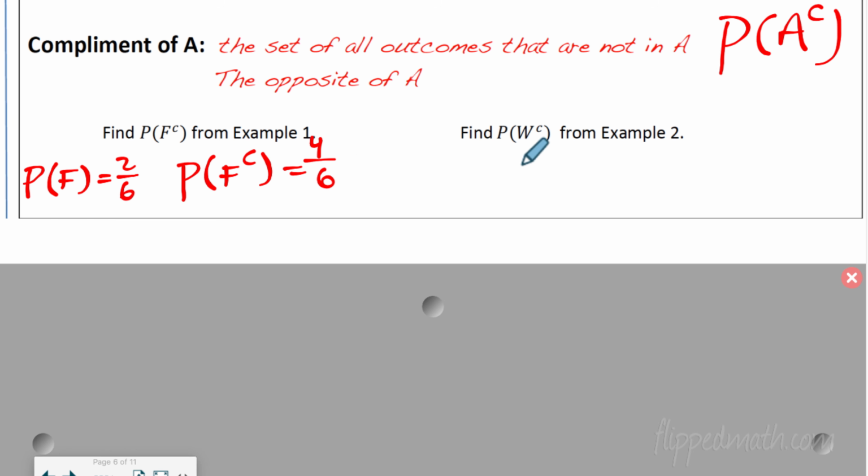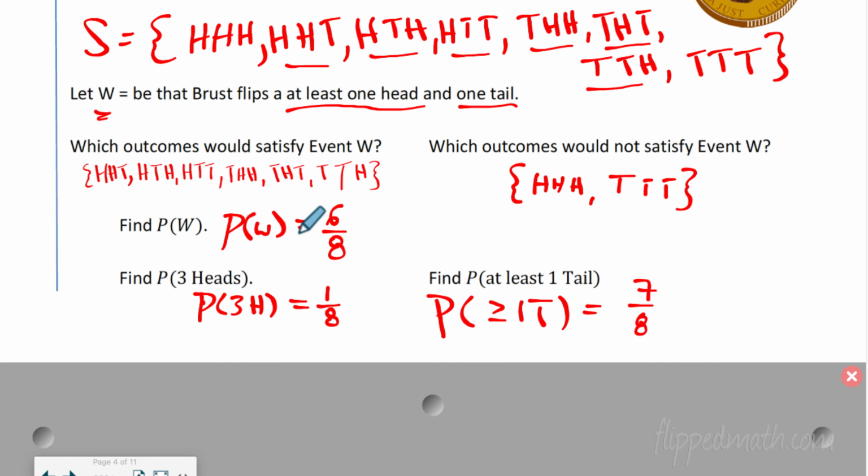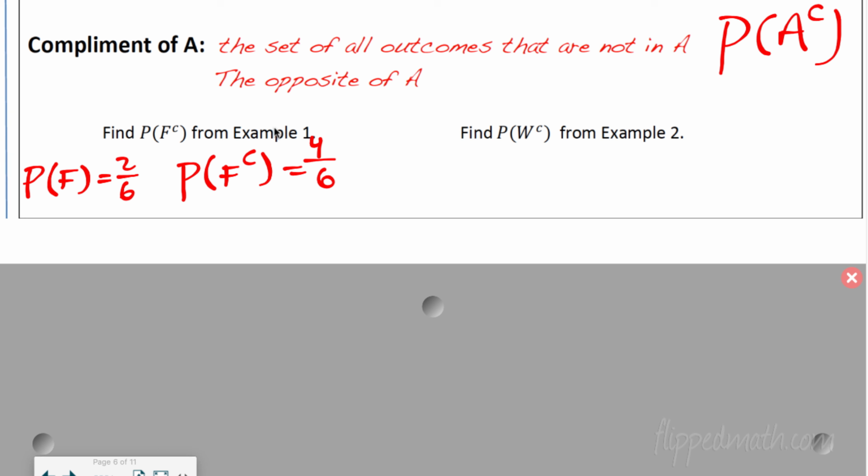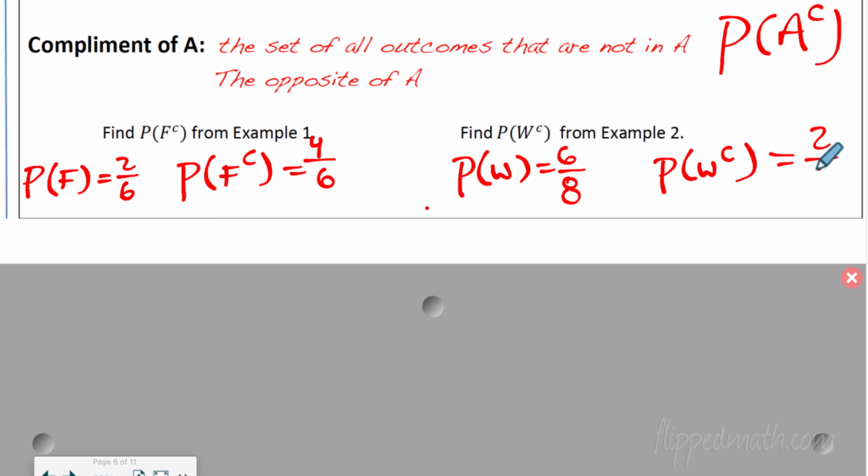The probability of the complement of W from example 2. As you notice, the probability of W from example 2, so when we flipped the coin 3 times, was 6 out of 8. That was the probability of W. So really, I don't even have to remember what W was. If I know that the probability of W was 6 out of 8, then the probability of the complement of W, written like this with a little c up there as an exponent, called a superscript, would be 2 out of 8, because if 6 out of 8 of the outcomes satisfy the event from the sample space, then if 6 do satisfy, then 2 do not.